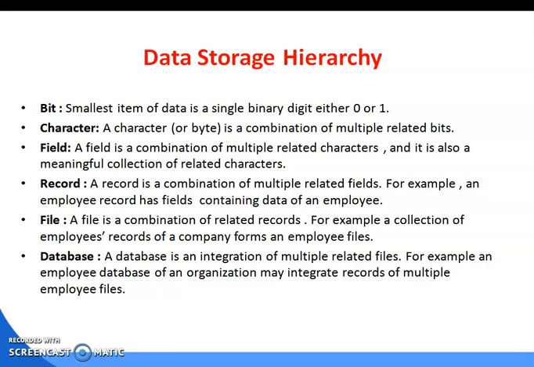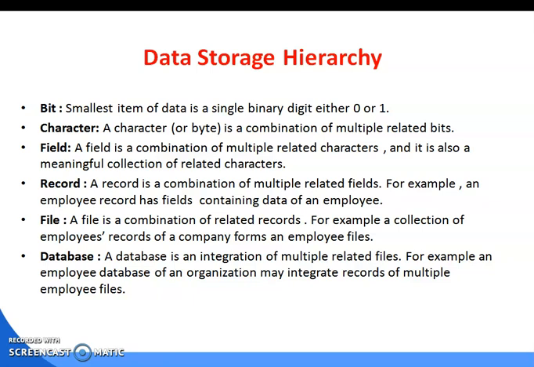Next is the field. A field is a combination of multiple related characters, and it is also a meaningful collection of related characters. Next is the record. A record is a combination of multiple related fields. For example, an employee record has fields containing data of an employee. File: a file is a combination of related records. For example, a collection of employees' records of a company forms an employee file. A database is an integration of multiple related files. For example, an employee database of an organization may integrate records of multiple employee files.